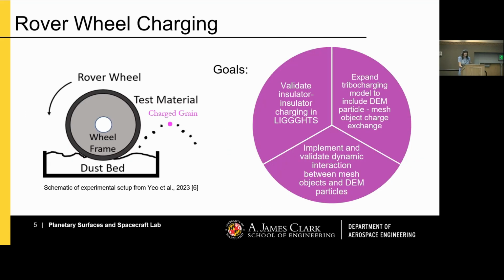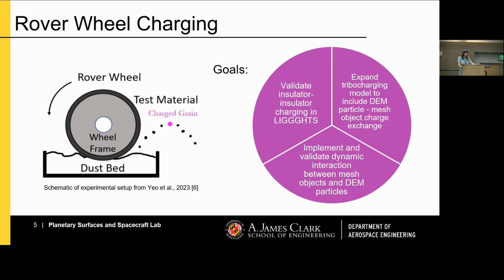That's wonderful, and it's a great first step to what I'm trying to do. Ultimately, I want to model the charge exchange between a rover wheel and grains in a dust bed. If you think about the picture on the left, you have the wheel spinning and it's stationary and it's kicking up a bunch of charged grains. I want to be able to pick out a single grain and look at what is the charge in this grain and also what is the overall accumulated charge on the wheel.